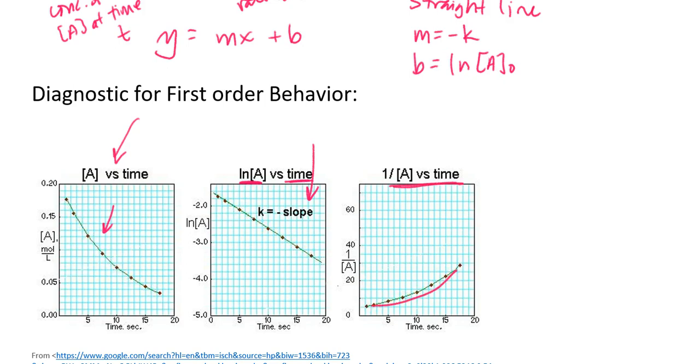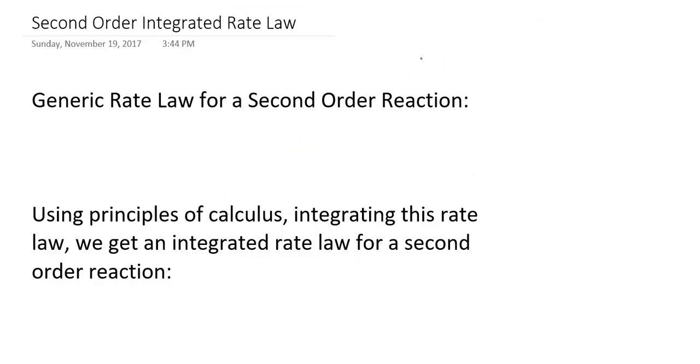And so the only way I'd get a straight line is if I actually plot the natural log of A versus time. So that gives me a diagnostic test to determine whether or not a reaction is first order or second order.